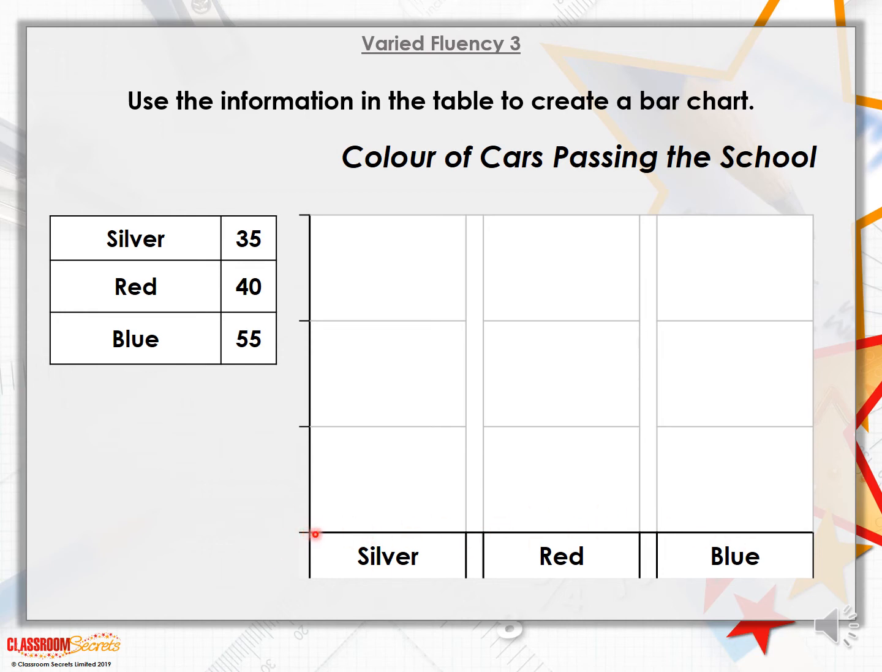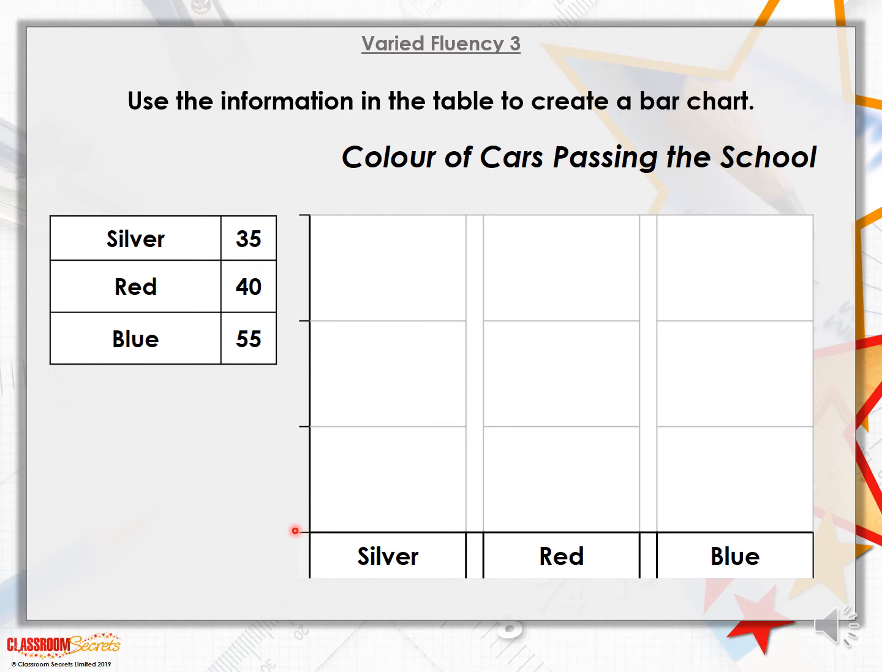But then do I go up in, for example, 1s? So do I do 0, 1, 2, 3? Well, no, because if the smallest number on the information provided is 35, it wouldn't make sense going up in 1s because then I'd need another 32 of these. So I can't go up in 1s, but can I go up in 5s? Well, 0, 5, 10, 15, that's still not enough. Could I go up in 10s? 0, 10, 20, 30. Nah, it's still too little.